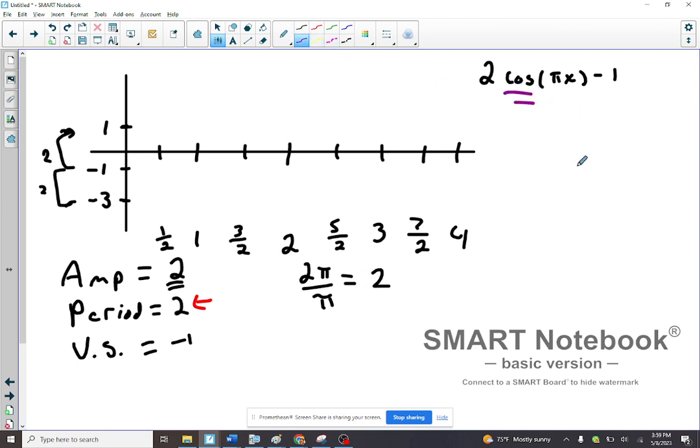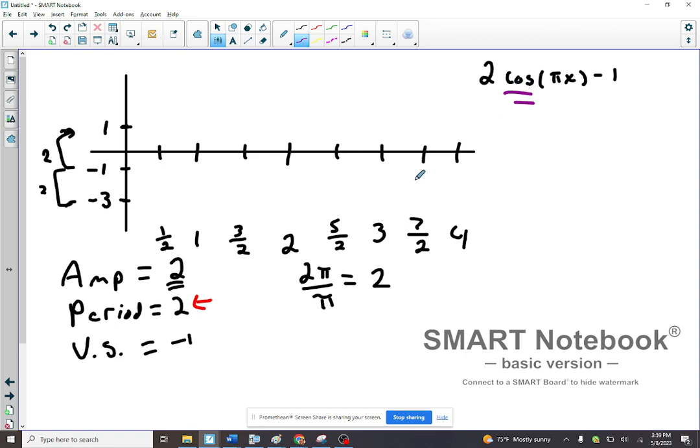Now cosine 2.5. You just add a half. I'm so used to doing it with pi, that's why I use over 2, which is 1.5. Remember, you're just cutting in half.